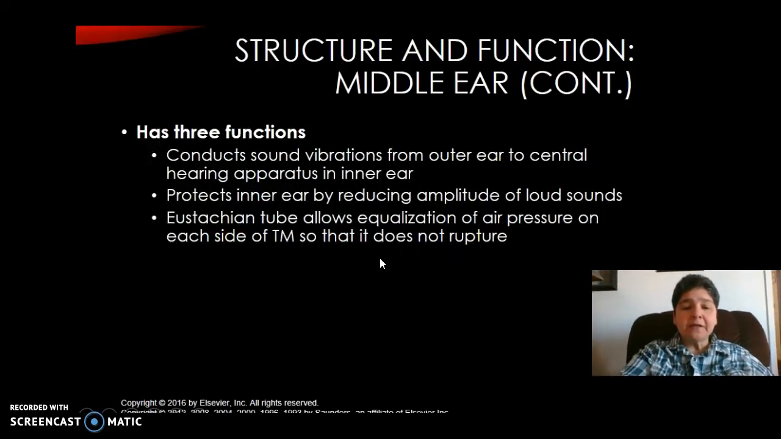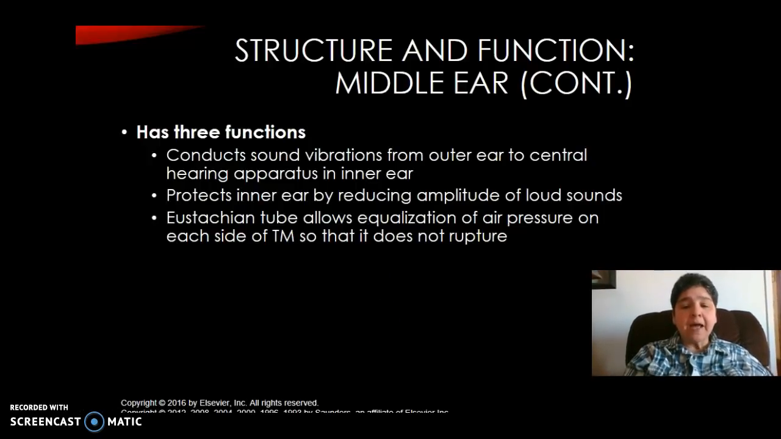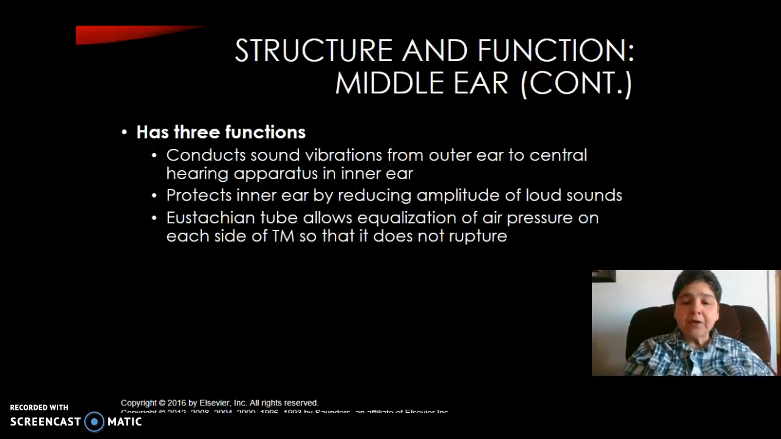The middle ear has 3 functions. It conducts those sound vibrations from the outer ear to the central hearing apparatus in the inner ear. It also protects the inner ear by not allowing the amplitude of loud sounds to cause damage. So it kind of stifles that noise a little bit. It kind of absorbs some of that noise so that those loud sounds aren't quite as loud.